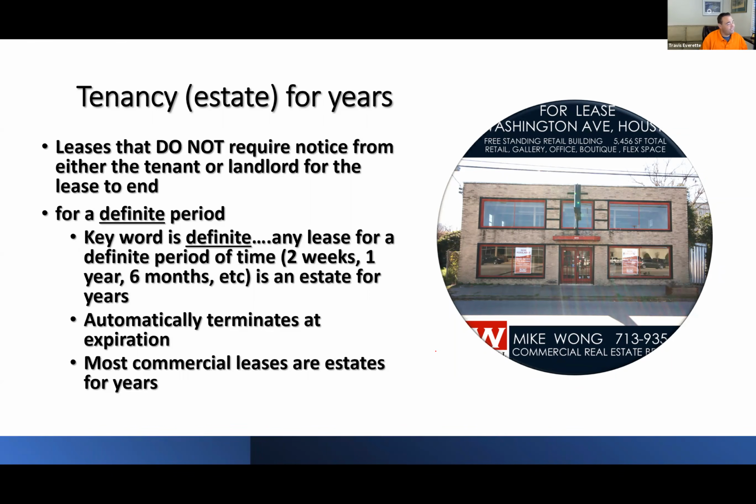Now, for your reference, the estate for years is much more common in commercial leasing. The periodic tenancy is much more common in residential leasing. Most commercial leases, folks, don't require the tenant to give what before they move out? Notice. If you have a 5-year lease on a commercial space, nobody expects you to give the landlord notice that you're moving out. It's just understood that at the end of 5 years, you'll be gone. I call the periodic tenancy the baby version of leasing. We've got to hold your hand.